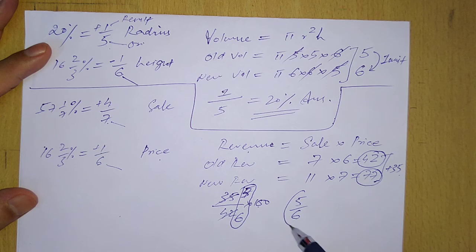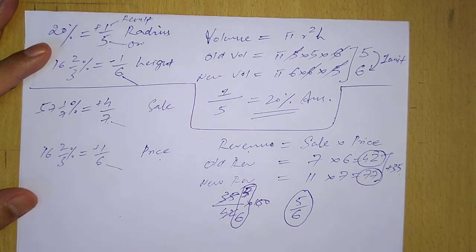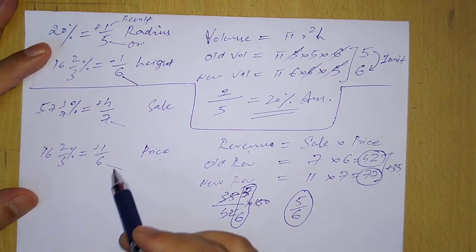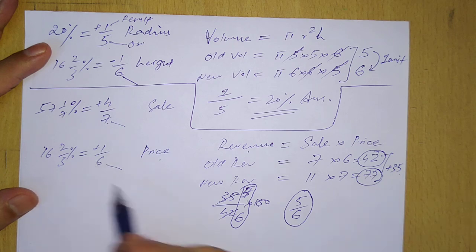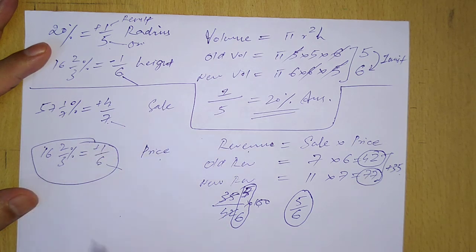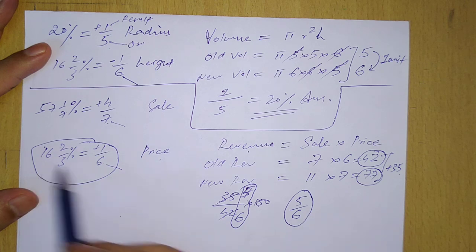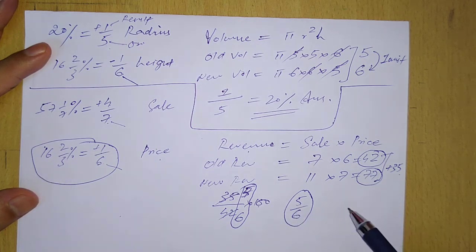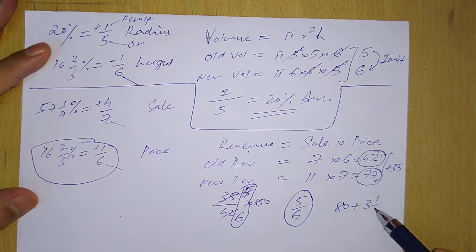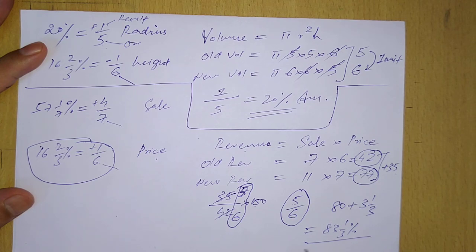Now 5 by 6, we don't need to solve this. 5 by 6, we know 1 by 6 is 16 2 by 3%. This is the base value, right? So 5 by 6 will be 16 into 5, which will give us 80 plus 3 1 by 3. So this will give us 83 1 by 3%. So this much has been increased.